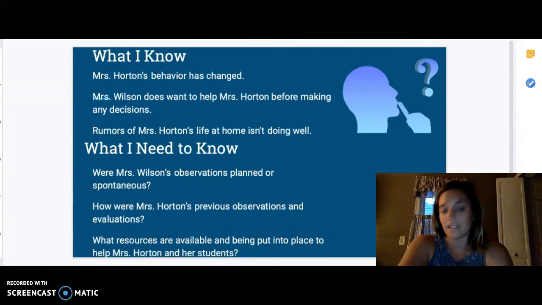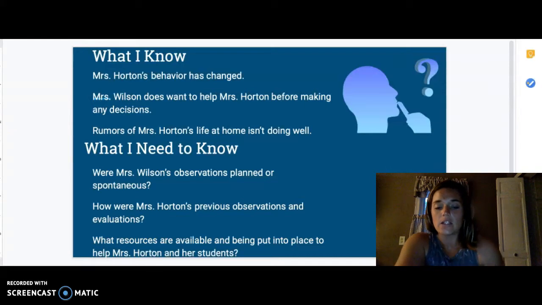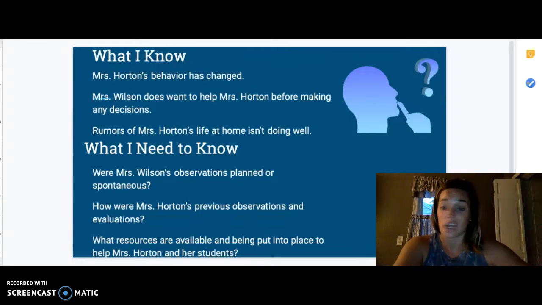What we still need to know is that Mrs. Wilson had conducted observations and evaluations with Mrs. Horton. So looking at the post conference meetings just to see how Mrs. Horton was doing. I also think the observations and evaluations could have been helpful to see how anything has changed from these evaluations. So just looking at those, reflecting on them. Another thing we still need to know is what resources are available that we could maybe help Mrs. Horton and her students rather than right away just start taking kids out of the class.